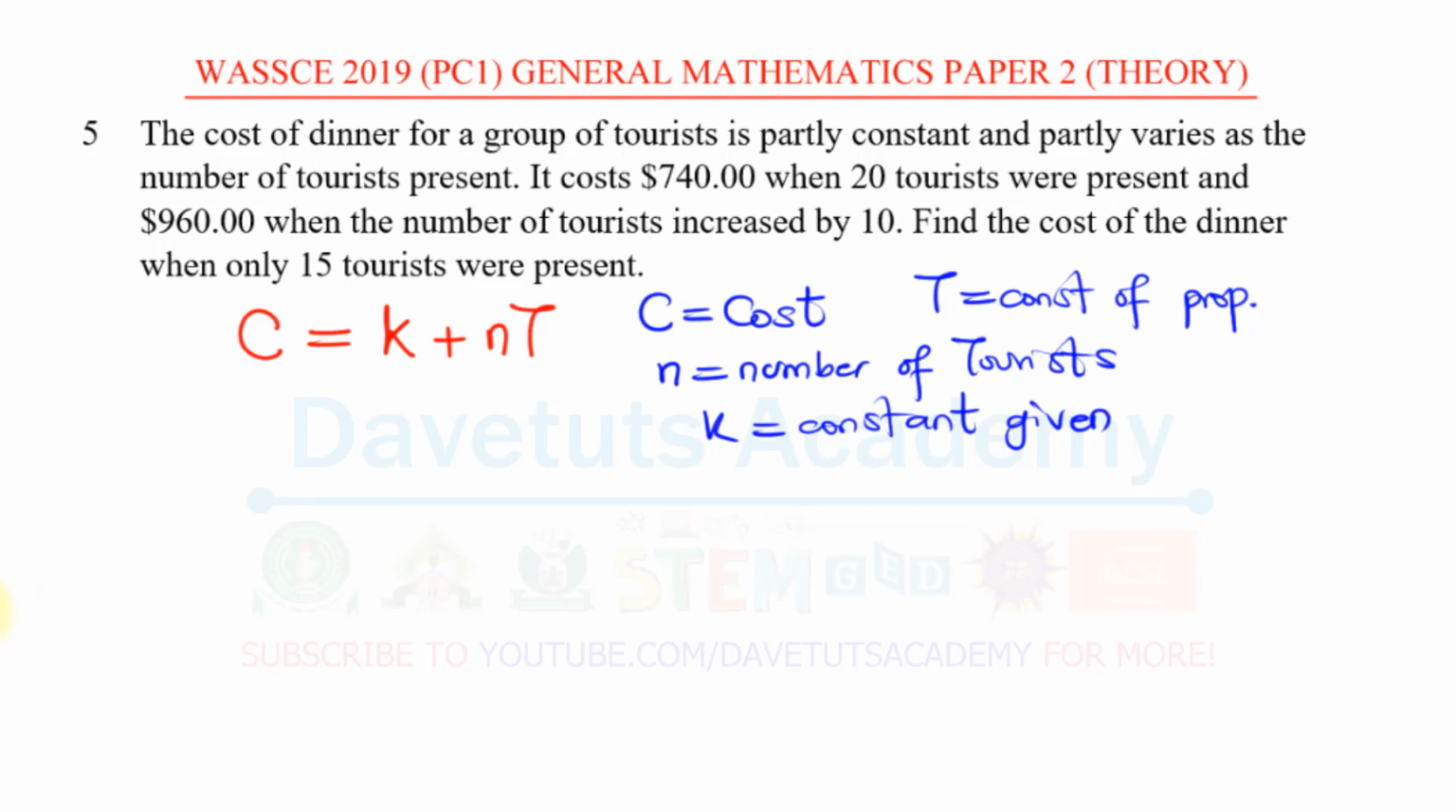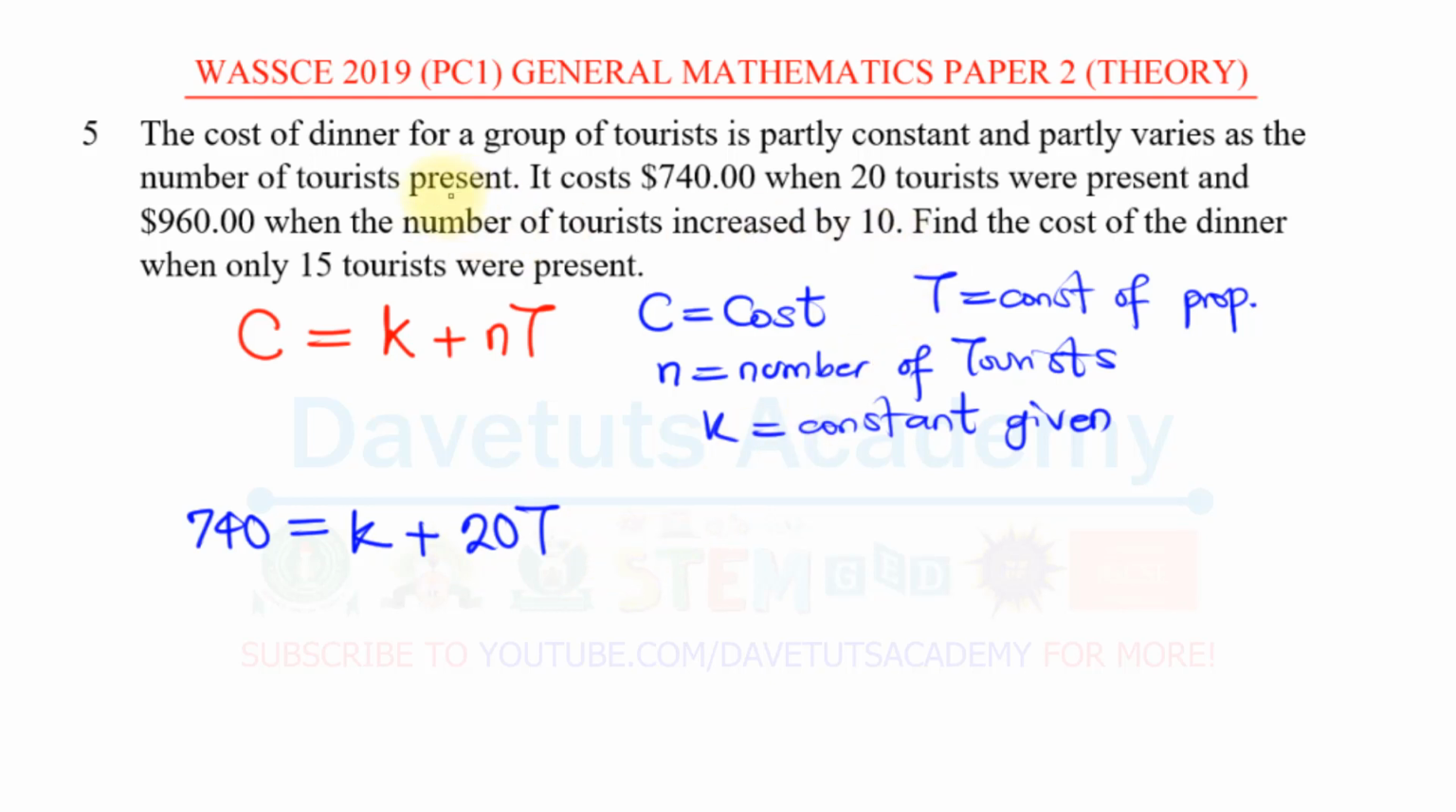Now, looking at all these parameters, we can put in the first scenario. We're told that it costs $740 when 20 tourists were present, okay? So in that case, what we can say is that 740 is equal to K plus the number of tourists, which is 20, T. That's in the first case.